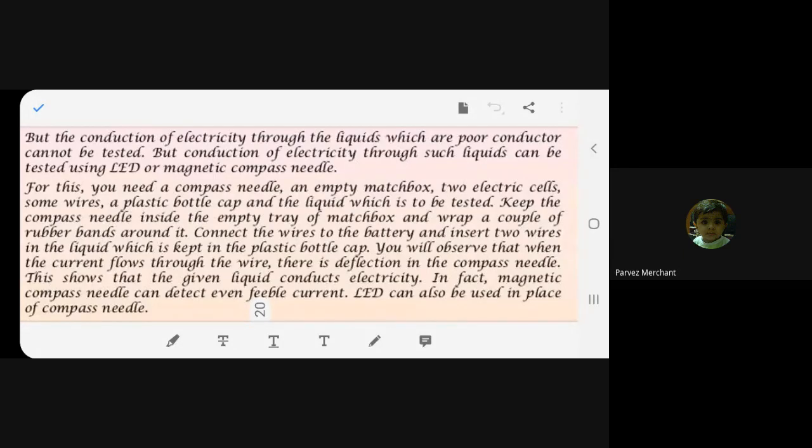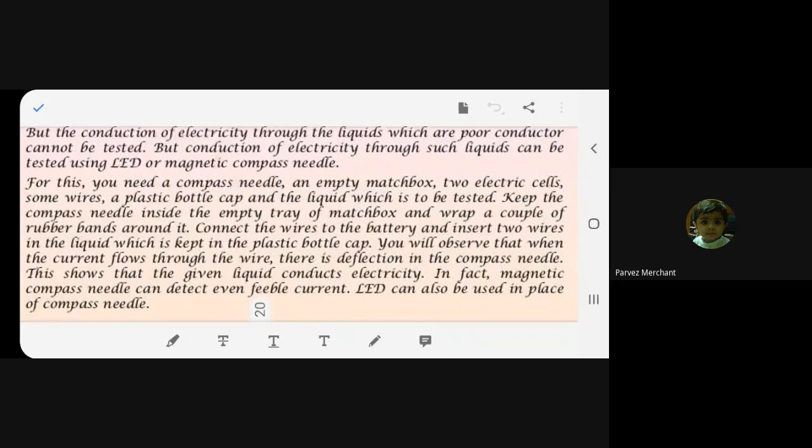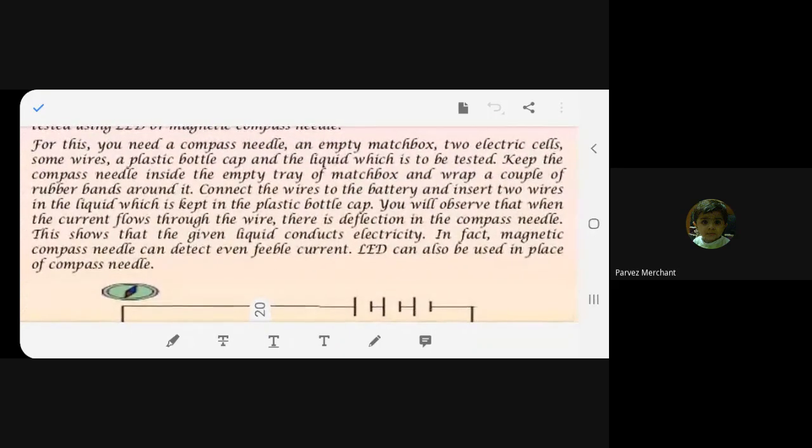What will we use? LED, I had taught you, or a magnetic compass needle. We know that the magnetic compass needle can detect even the weakest of electricity. That's why we'll be using an LED and a magnetic compass needle instead of a bulb. You understand? Yes, ma'am.